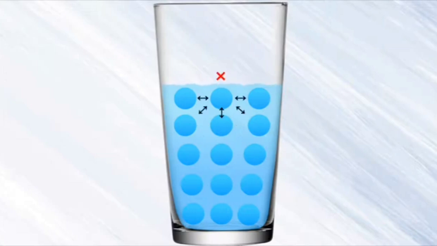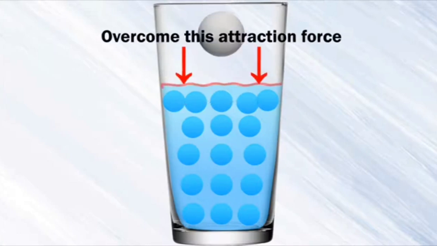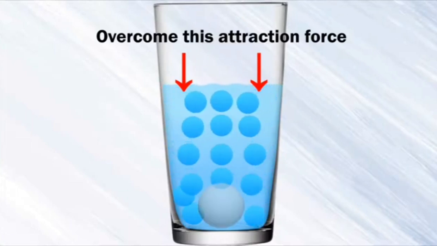But the surface molecule is not attracted from the top side as there is no water on the top. Thus, it experiences a downward force. Because of this force, they move close to the inner particles and the number of particles increases in the top layer. Due to more particles, the force between them is more, and the tension force is stronger. When we dip something, we overcome this attraction force.